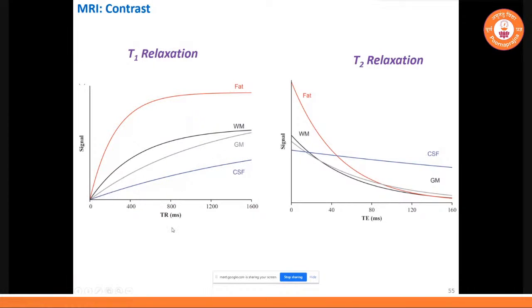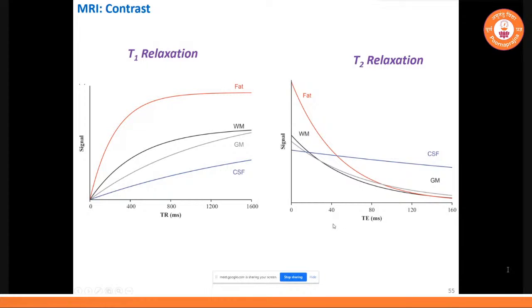So TR is known as the repetition time. Whereas in the case of T2 relaxation, fat decays faster and cerebrospinal fluid takes a longer time. So the fluid signal lasts much longer, whereas fat gives a shorter signal. This is known as TE, meaning echo time. I'm not explaining why it is called echo time, but you have to consider it as such right now.